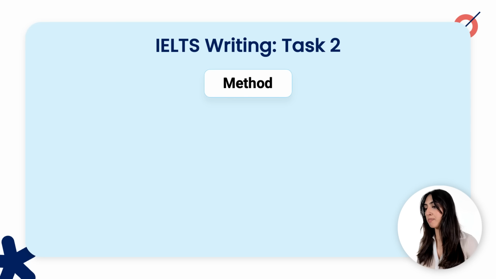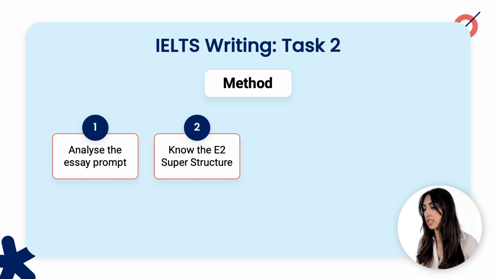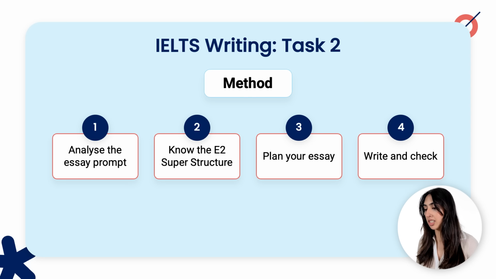Here is our 4-step method. Step 1, analyze the essay prompt. Step 2, know the E2 superstructure. Step 3, plan your essay. Step 4, write and check. Let's look at these in a bit more detail now.